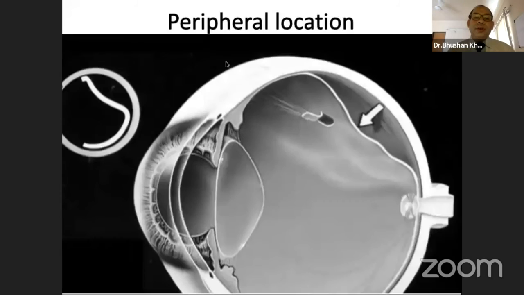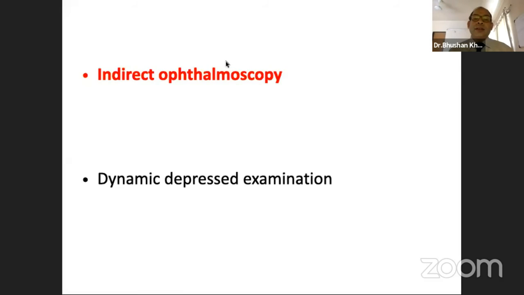We should remember that the pathology is usually in the peripheral retina, and so it's a must for us to learn indirect ophthalmoscopy and do a dynamic depressed examination, gentle if there is presentation of hemorrhage, but this part of the examination is not to be overlooked.